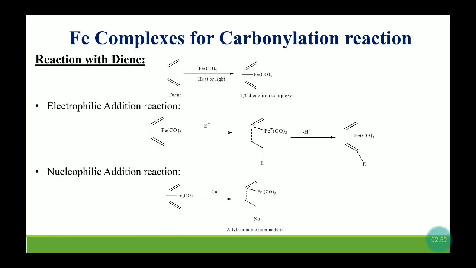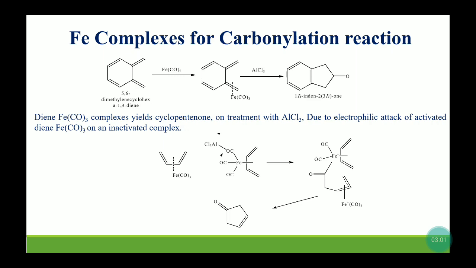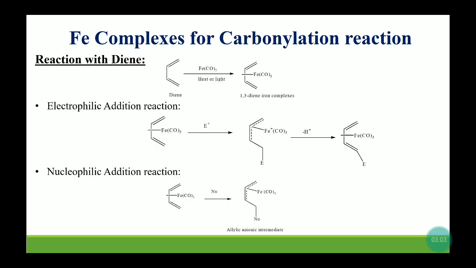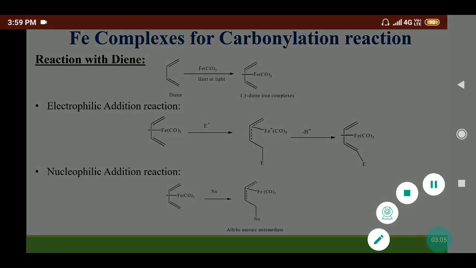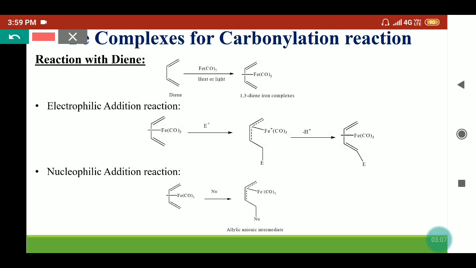First, we'll take dienes as a substrate, where the iron complexes react to give different products. Here we have taken 1,3-butadiene as a starting material. When it reacts with iron pentacarbonyl in the presence of light or heat, it will provide the 1,3-diene iron complex. This can further be used for electrophilic or nucleophilic addition reactions.